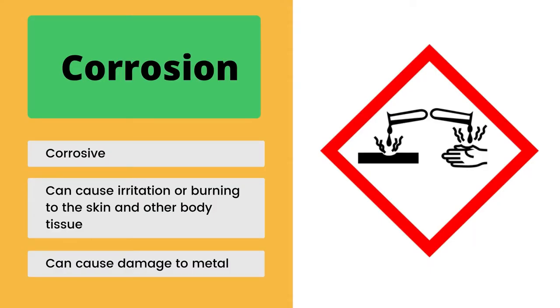Corrosion. The symbol within the pictogram shows a container dripping liquid onto a hand. This symbol indicates that hazardous products with this pictogram can damage or destroy metal, cause irreversible damage to the skin, for example burns, blisters, and scarring, and produce tissue damage in the eye or vision loss that is irreversible or not fully reversible within 21 days. Hazardous products with this pictogram can be safely worked with if proper storage and handling practices are followed.